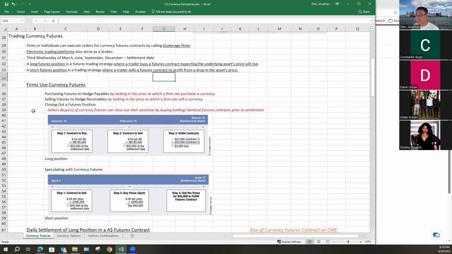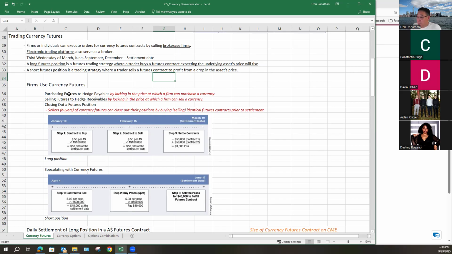Purchasing futures to hedge payables by locking in the price at which a firm can purchase a currency. Selling futures to hedge receivables by locking in the price at which a firm can sell a currency. Closing out a futures position: sellers or buyers of currency futures can close out their positions by buying or selling identical futures contracts prior to settlement. All right, thank you.